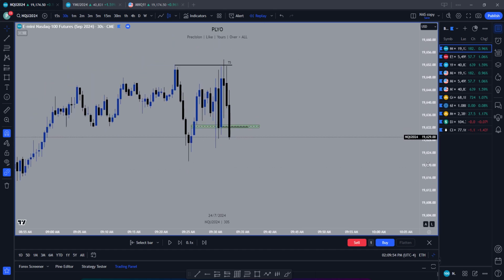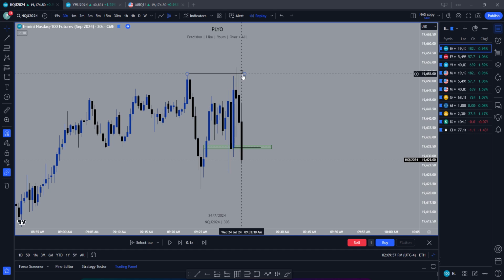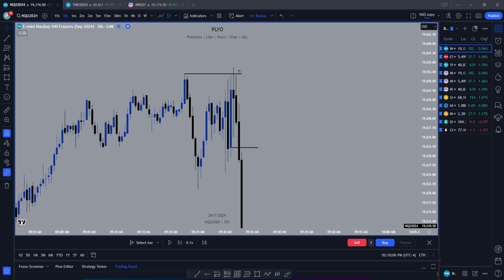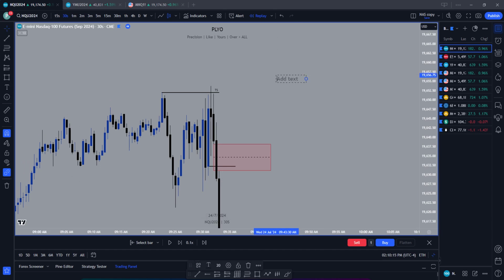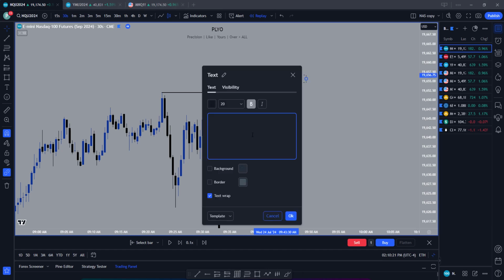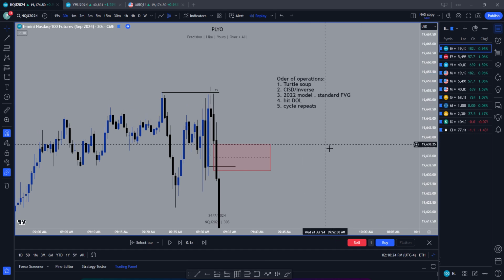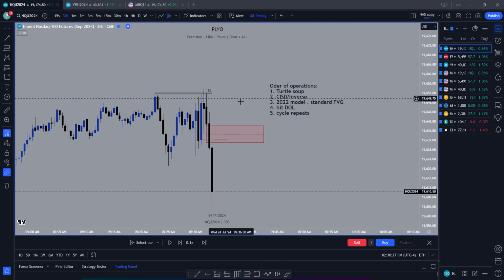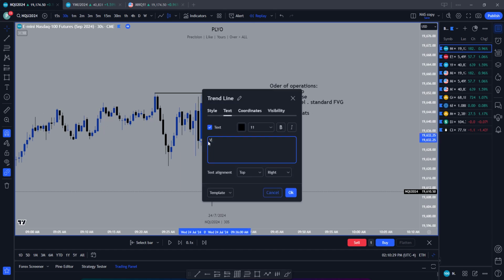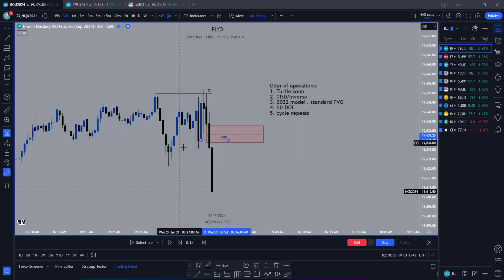Okay. Remember, this is the 30-second. So we have a turtle soup followed by an inverse, mixed in with a CISD as we close through the inverse. Okay. And then we get a 2022 model. And if you remember the checklist, which I still have, everything on this checklist has been met. So we have the turtle soup, CISD, which is here, CISD, and the inverse.